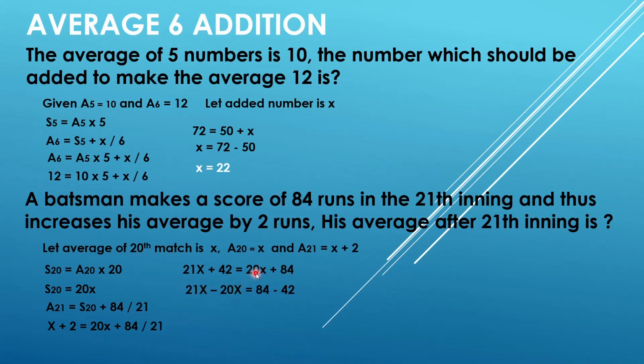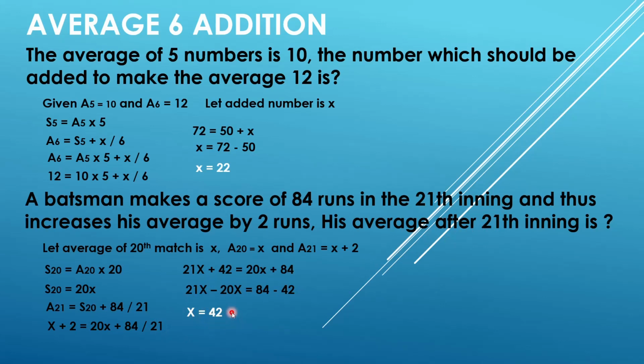So this number we take here, and 42 goes here. After moving this, 21x goes minus 20x, and 42 goes to the other side as minus 42. After solving, 21x minus 20x is x, and 84 minus 42 is 42. So x is equal to 42. This x is what we considered as the average of the 20th match, not the average of the 21st match.